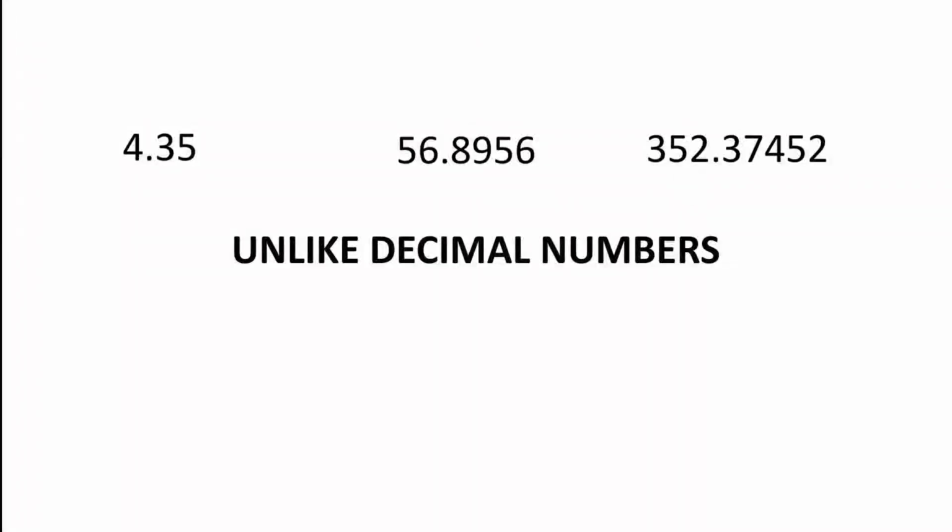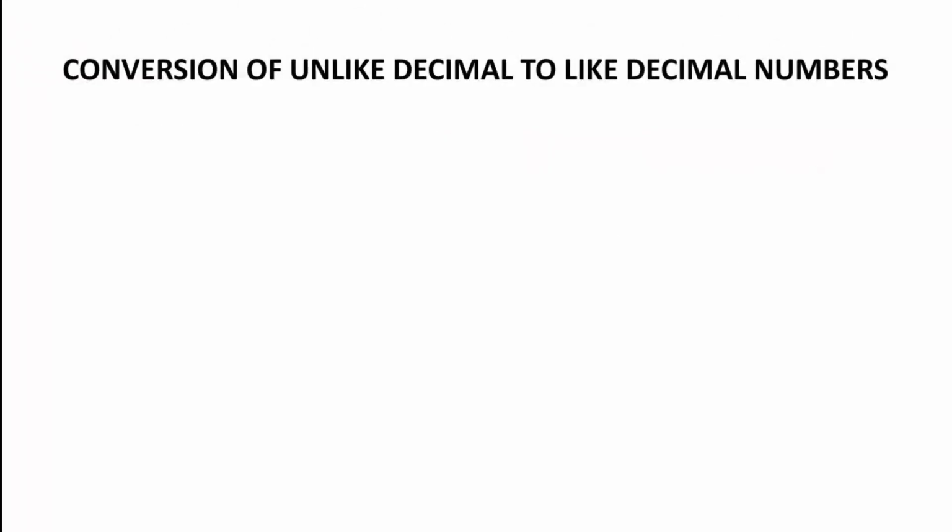Similarly, if we have numbers like 4.35, 56.8956, or 352.37452, if you look properly, then after the decimal point, the number of digits is not the same. So here the decimal places are not equal. So this kind of decimal numbers are called unlike decimal numbers.